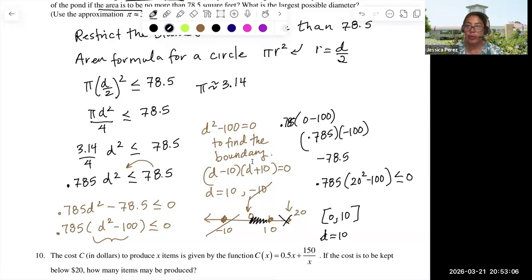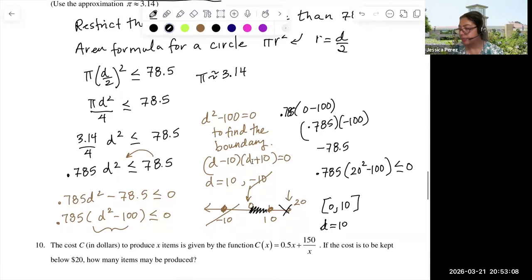My largest diameter would be 10, because at 10 I will get 0, I will get the equality. So just be careful. Your regular is going to be negative 10 to 10, but because we're looking for a diameter, it's only positive answers. So I'm going to test a 0, anything between 0 and 10, and then anything after 10. And the only one that worked was from 0 to 10.